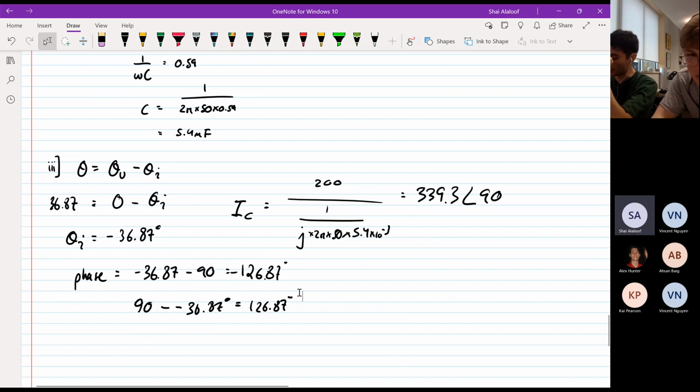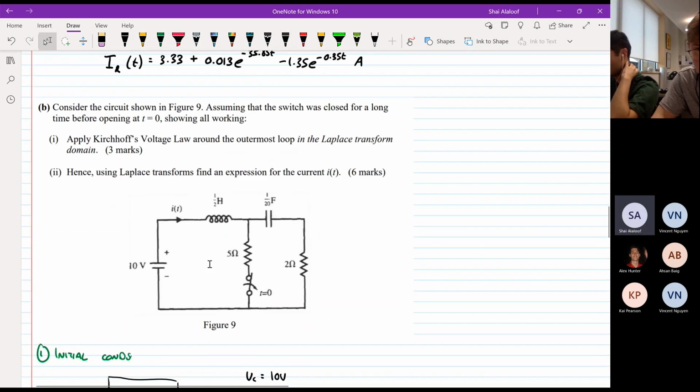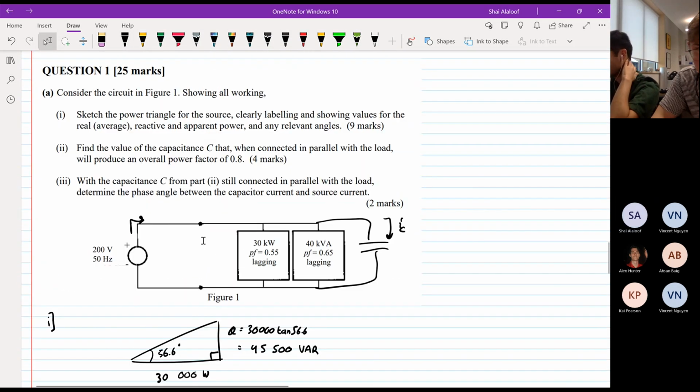I think it's because theta I is the phase of the current with respect to the source, and this phase is also with respect to the source. So if you take the difference, you should just get 90. In my eyes, it should be 90. I'm not sure why the answer differs. Sometimes the answers for these are a bit muddled up. I think it should be 90.